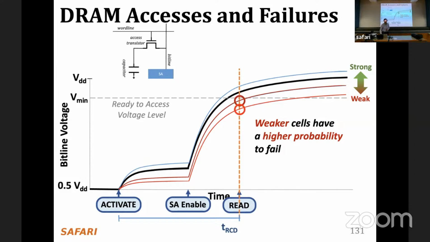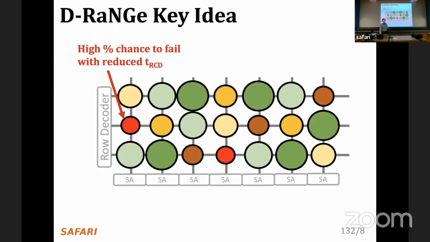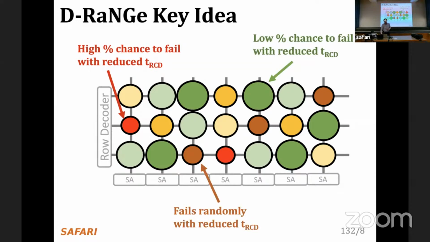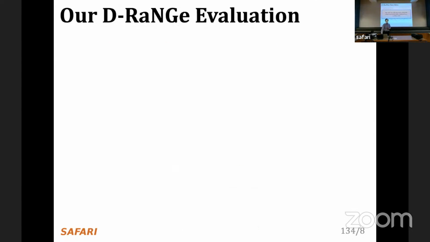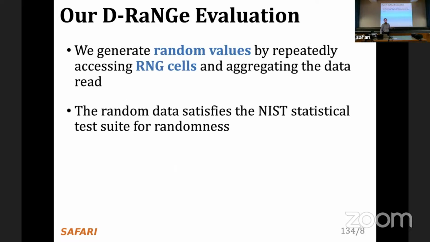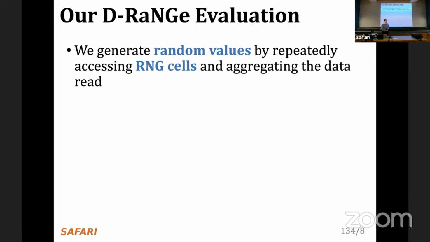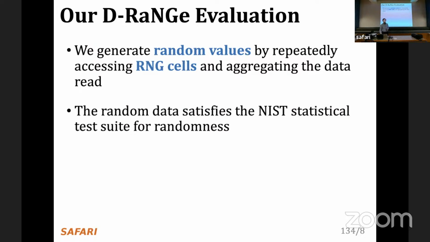But you can test these. So that's the key idea. Some cells have high chance to fail with reduced tRCD. Some cells have very low chance to fail. If it has 0% or 100% chance to fail, those are the cells that you can use for identification. But if it has 50% chance to fail, that sounds like a good random number generator. So these are RNG cells, essentially. And you can generate random values by repeatedly accessing these RNG cells and aggregating the data that you read.